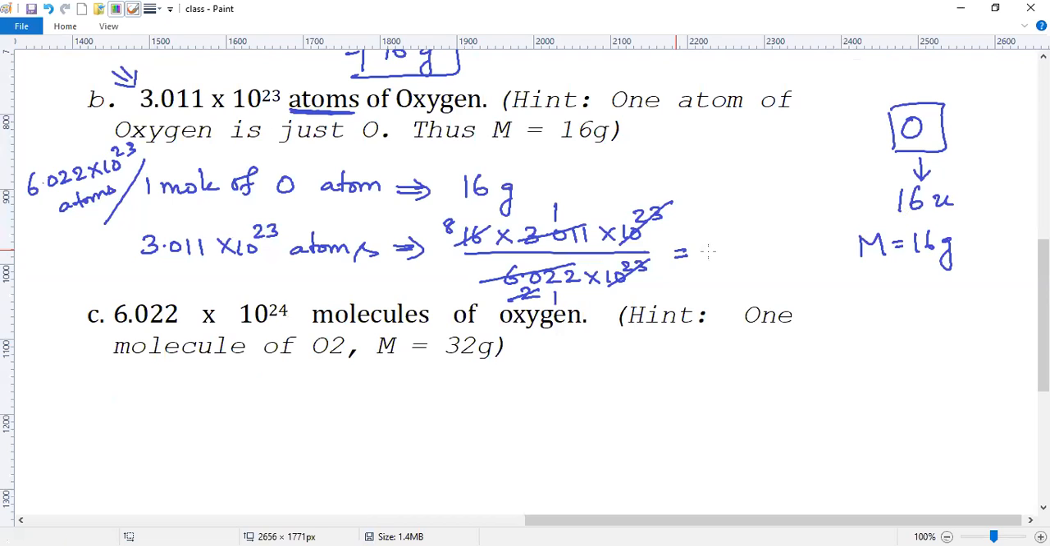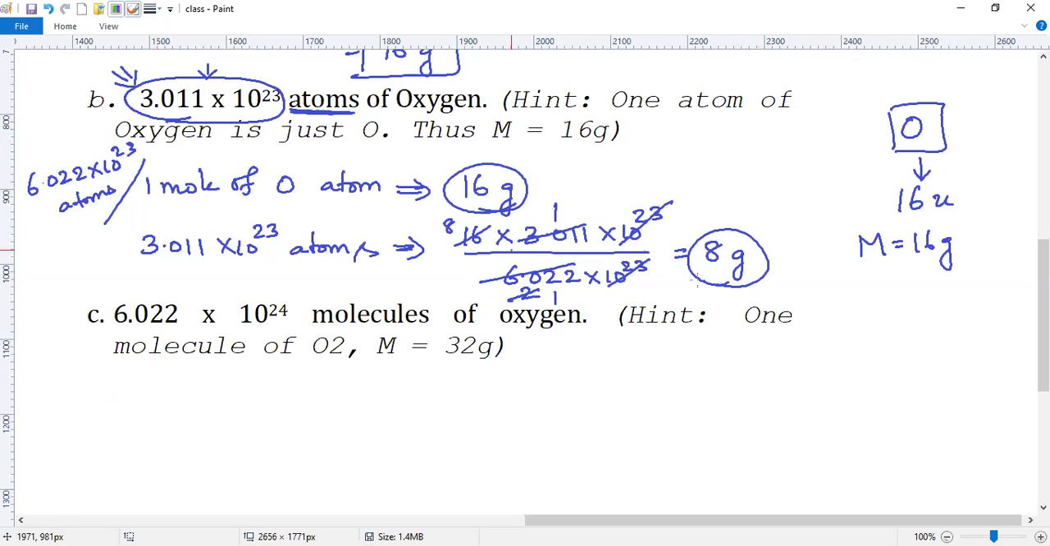So you'll get the answer as what? 8. 8 grams will be the mass of how many atoms? 3.011 into 10 power 23 atoms. This is nothing but half of Avogadro number. Appo Avogadro number of particles oda mass 16 gram na appo half of Avogadro number evlava irukum? 8 gram da irukum. Getting this idea?